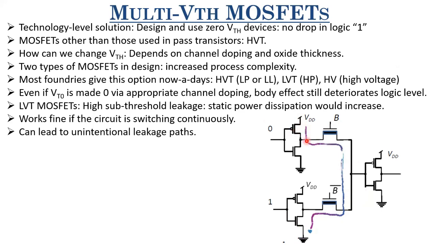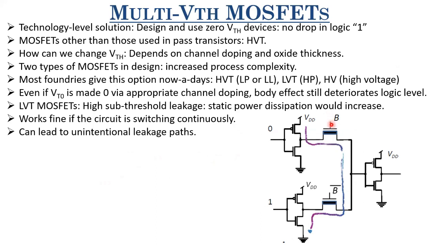So the current would actually flow like this, and it would not even charge this internal capacitance here. So the output here would be at the same level always. So in static condition, it can lead to unintentional leakage paths such as this, and that is a disadvantage of this.